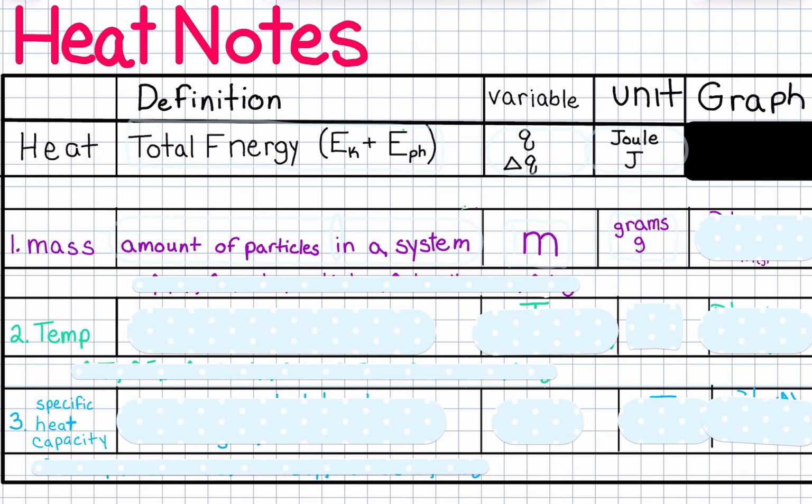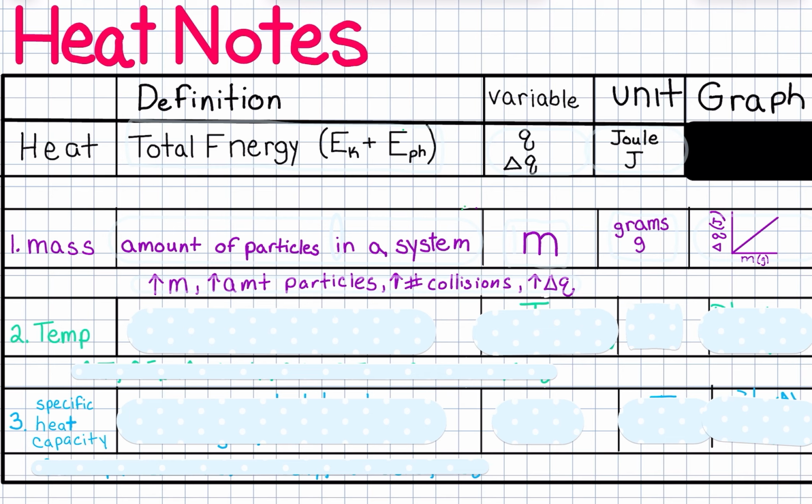And so we've talked about how having more mass means you have a higher amount of particles, which means more collisions, higher number of collisions, which means a higher change in heat. So if we do a graph of mass versus change in heat, it's going to be a positive relationship. The more mass, the more particles, the more number of collisions, the higher the change in Q.